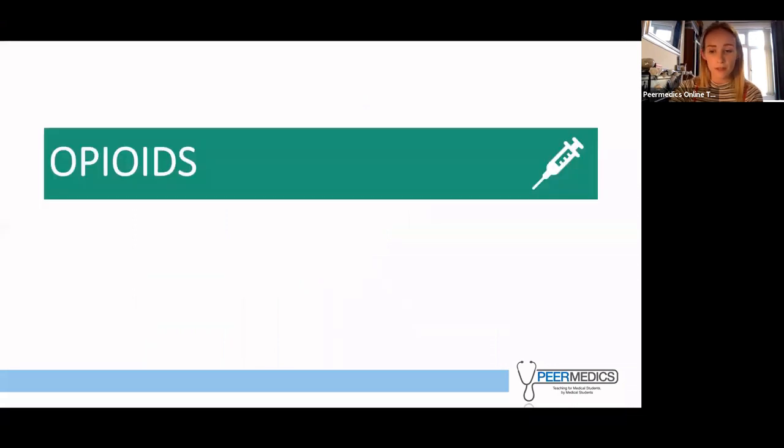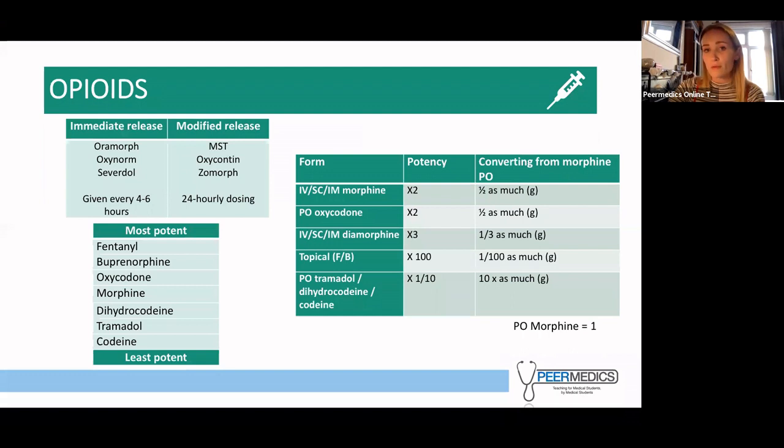So starting with opioids, it's important that you know some things about them. You need to recognise which is an immediate release and which is a modified release opioid. It's easiest if you just pick 2 that you use all the time. I used to always just pick Oromorph and Zomorph and keep those 2 as the ones that I knew. If you start mixing and matching, it just means that you've got more and more to remember.